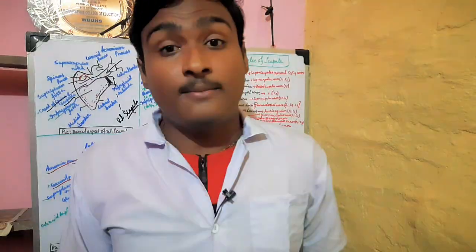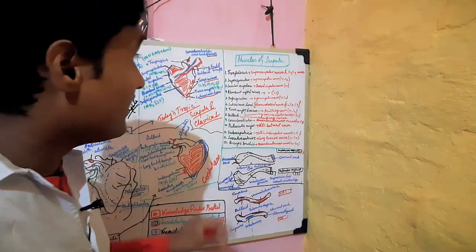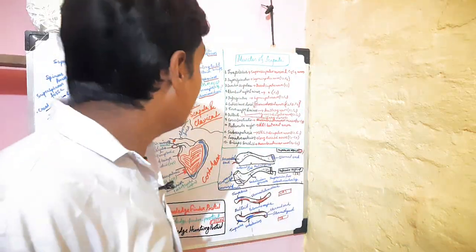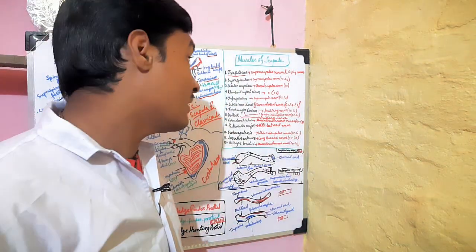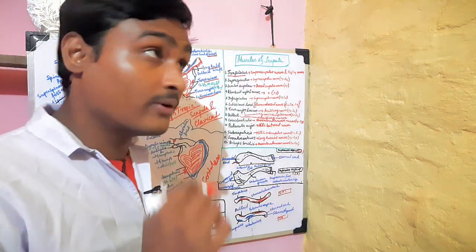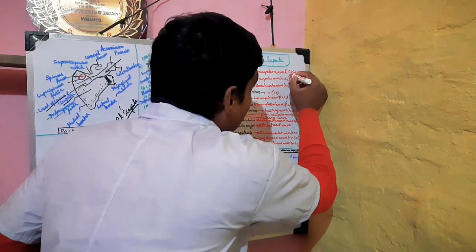Next are the muscles of the scapula and the nerve supply of the scapula. Here we see the trapezius nerve supply, the suprascapular nerve, and the C3 and C4 nerves. These are called nerve roots.